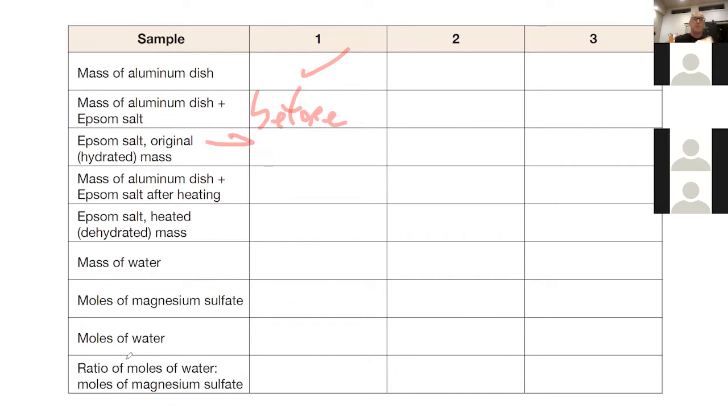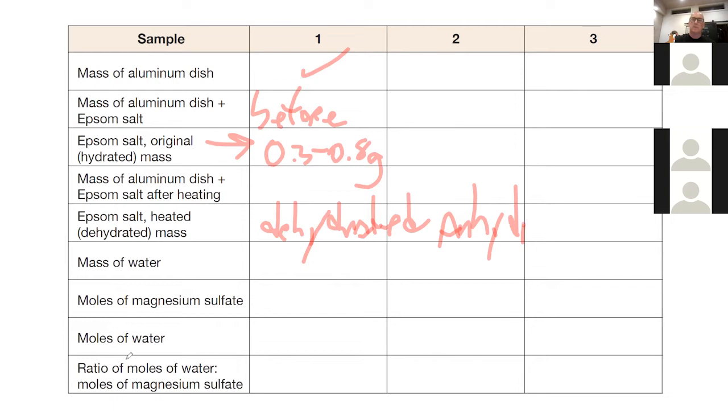Figure out what the hydrated mass of your salt is. Remember, this should be somewhere between 0.3 and 0.8 grams, and more accurate than that. Then the mass of the dish after heating and letting it cool back down, and then you have the dehydrated mass, or what we would call the anhydrous mass.